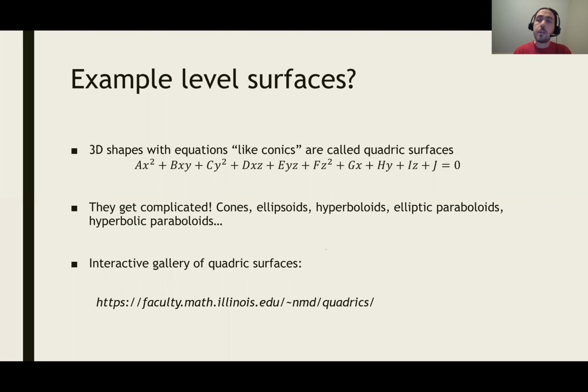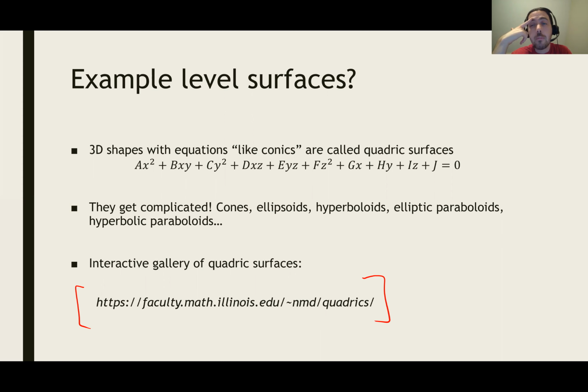Most of the simplest functions we'll encounter will have level surfaces that are what are called quadric surfaces. They're the analogs of conics, except they happen in 3D, and there's a huge kind of botany, a huge number of examples of different types. There's cones, there's ellipsoids, there's hyperboloids, elliptic paraboloids, all kinds of stuff. If you like, there's a gallery of quadric surfaces that's available online that give some examples of the type of things that you might see.